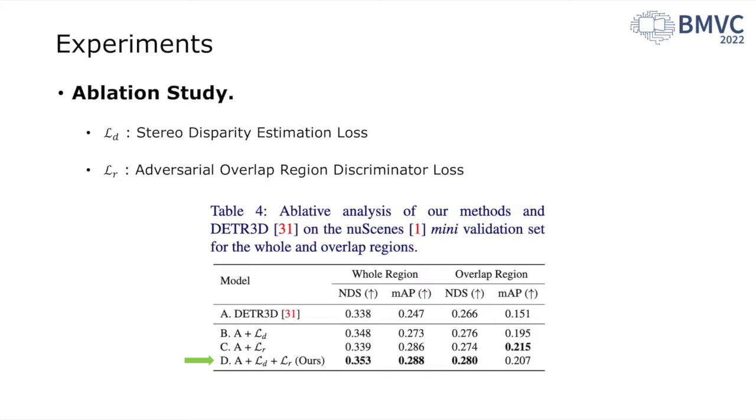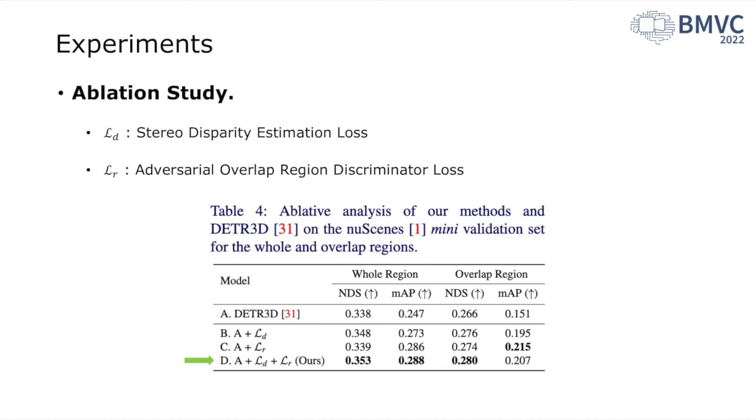We evaluate the variants of our method with DETR 3D with and without the following two main loss terms: stereo disparity estimation loss, and adversarial overlap region discrimination loss. In Table 4, we quantitatively analyze the importance of our proposed methods for the whole region and the overlap region. Note that we use the nuScenes mini-validation set. In Table 4 whole region, we observe that adding either LD improves most of the metrics, while a similar trend is observed by adding LR as well.